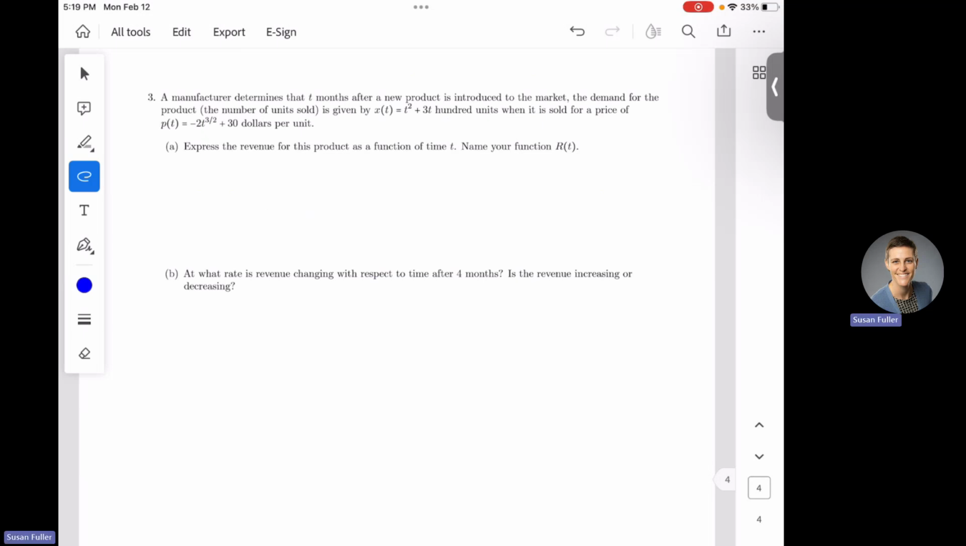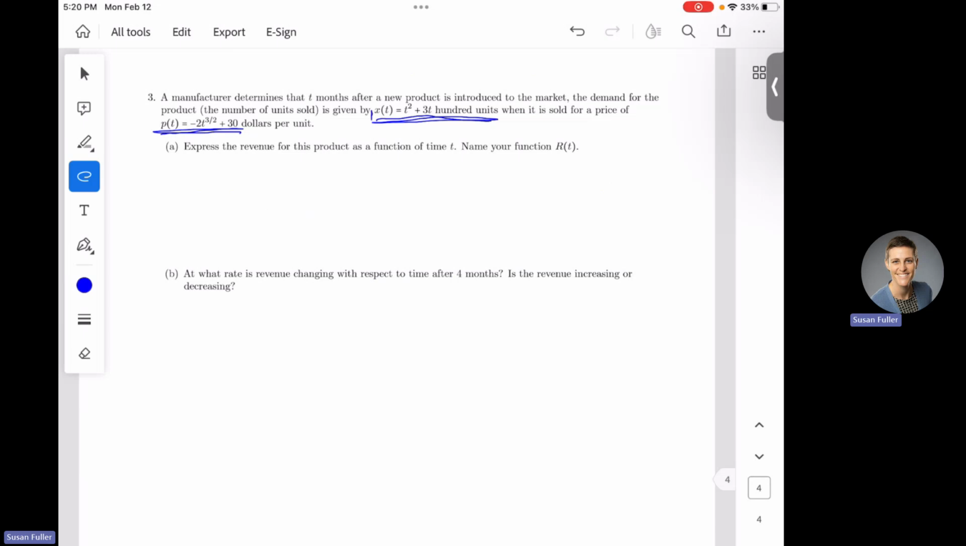So we have a manufacturer who determines that t months after a new product is introduced to the market, the demand for the product, which is the number of units sold, is given by x of t equals t squared plus 3t plus 100 units, when it is sold for a price of p of t equals negative 2 t to the 3 halves plus 30 dollars per unit. Okay, I have two functions here.